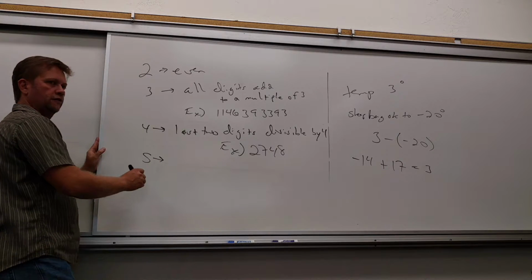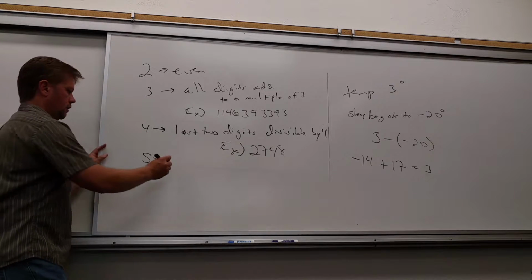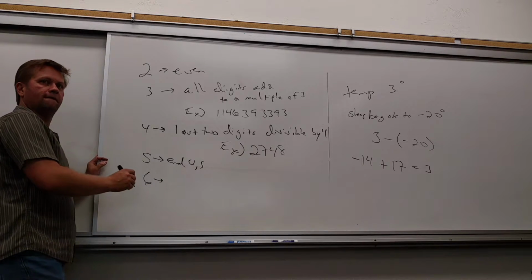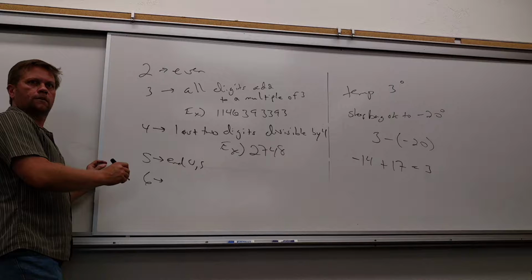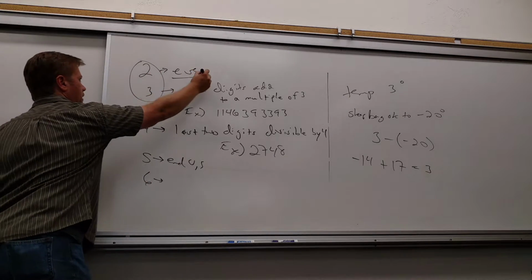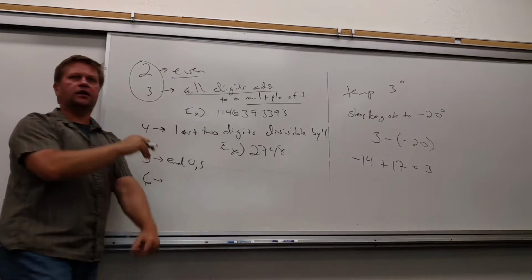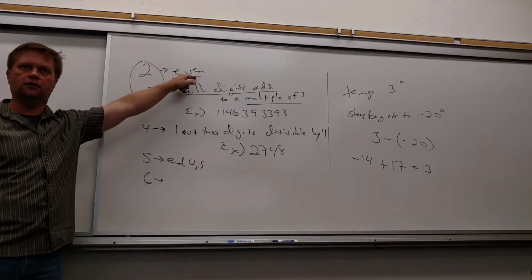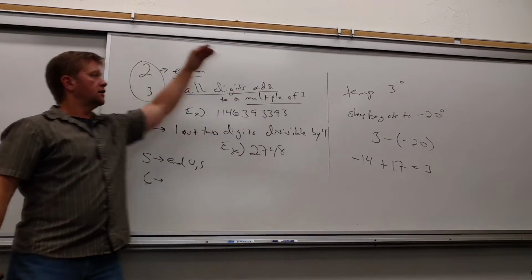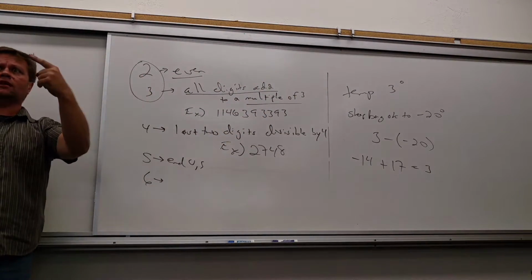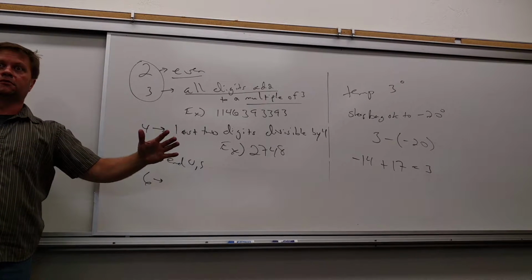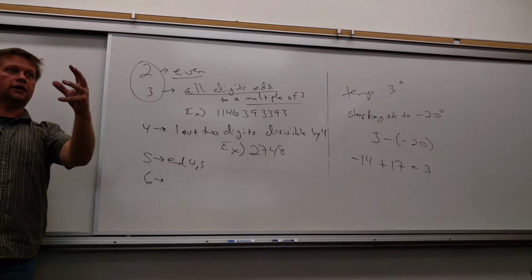What about 5? That's easy. It ends in 0 or 5. What about 6? What's 6, break it up? Oh, 2 and 3. So it's got to be even, and all the digits have to add to a multiple of 3. Do you guys see? If 2 goes in, because it's even, and 3 goes in, because all the digits add to a multiple of 3, then 6 must go in. Make sense? If I can cut it in 2 and cut it in 3, I can cut it in 6. That's what that means. I love it.